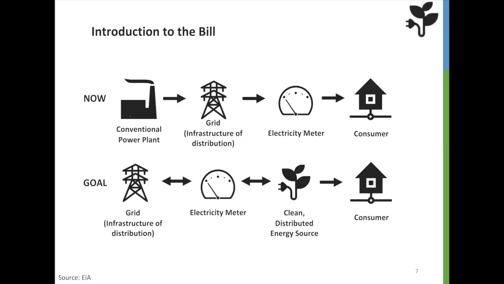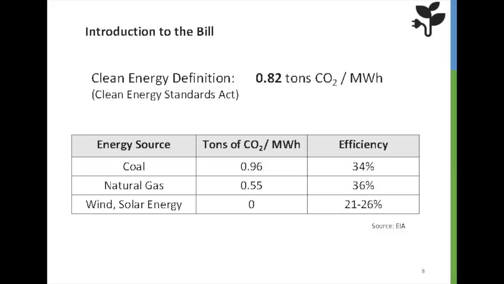the consumer. We can compare this to the situation that our bill is encouraging, where we have the grid and the meter, but instead electricity is produced using clean, distributed energy sources on the consumer side of the grid. We can also see that arrows are going in both directions, meaning that energy not used by the consumer can go back onto the grid.